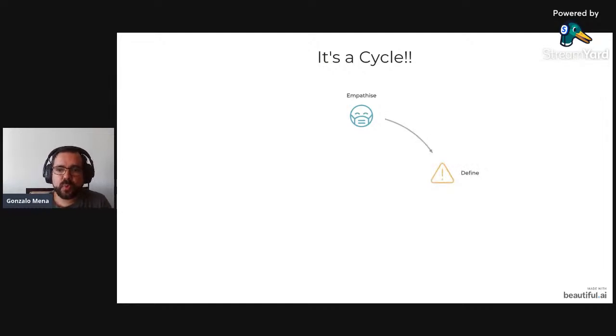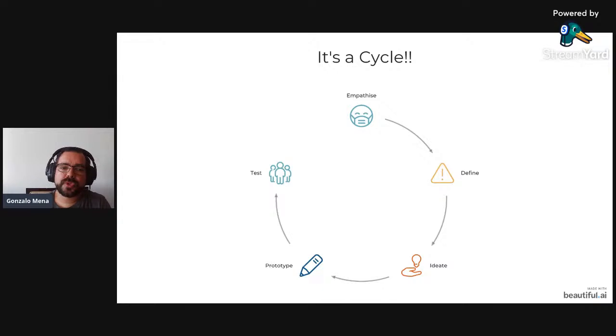After that, we define what is the part of the problem that I'm going to be focusing on. Then we ideate, which means I create one solution to that one problem. Then we turn that solution idea into a product or a service, something tangible that I can later show to the user through the testing process. And then we go again and we go again.